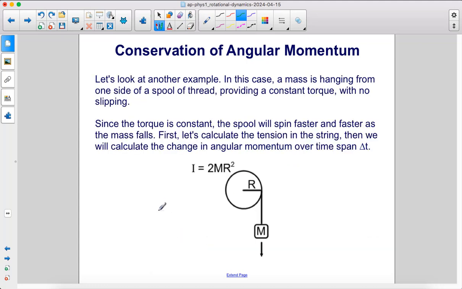Let's look at another example. In this case, a mass is hanging from one side of a spool of thread, providing a constant torque, an external torque, with no slipping. Since the torque is constant, the spool will spin faster and faster as the mass falls. First, let's calculate the tension in the string. Then, we will calculate the change in angular momentum over time span delta t.